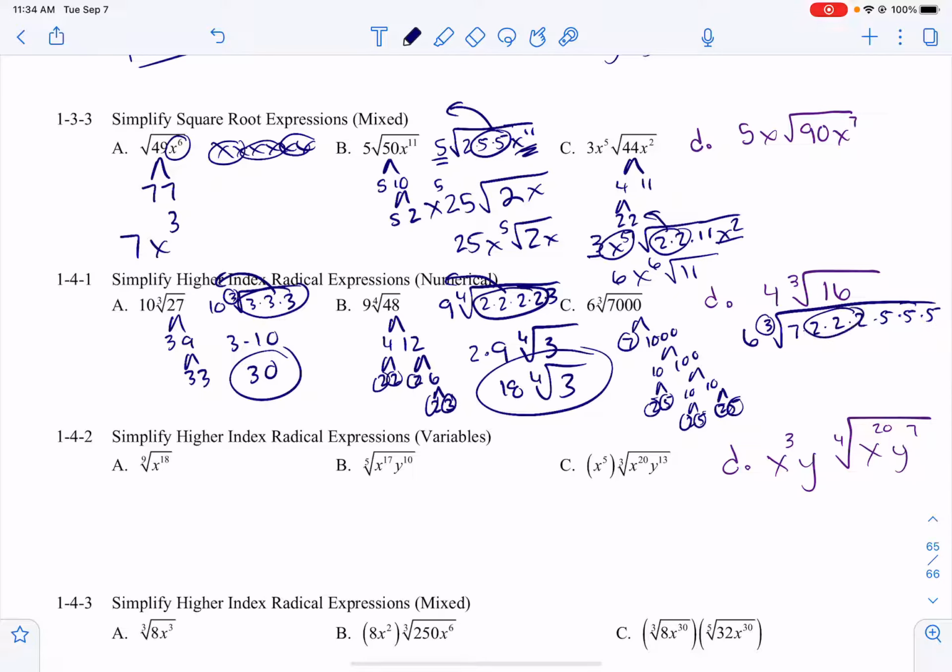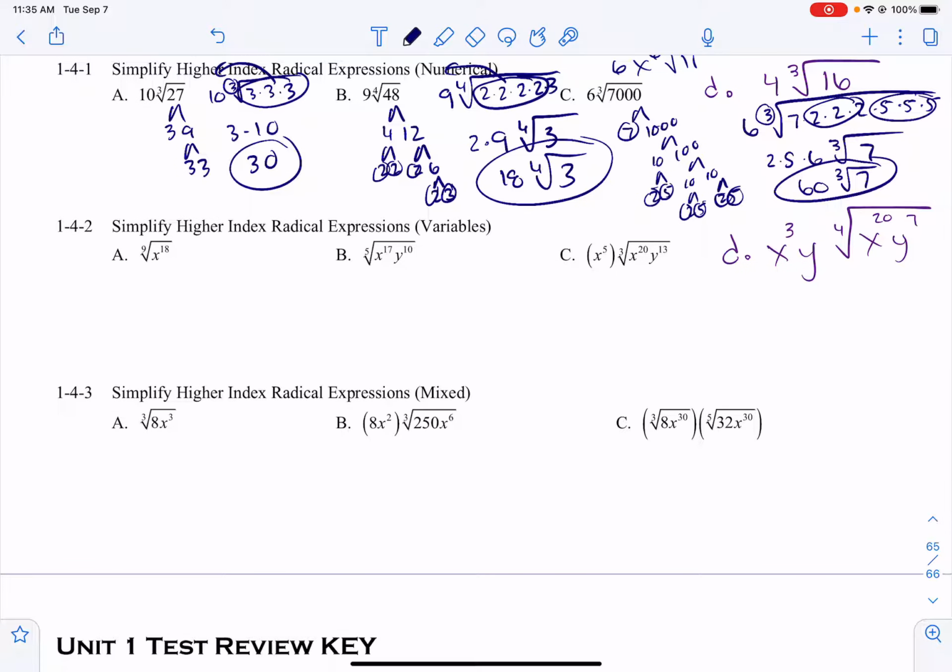So I can pull out my 2s and my 5s, and I end up with 2 times 5 times 6 in front, cube roots of 7. 2 times 5 is 10, times 6 is 60, cube roots of 7 would be my final answer. All right, 6 more. Simplifying higher index radicals.